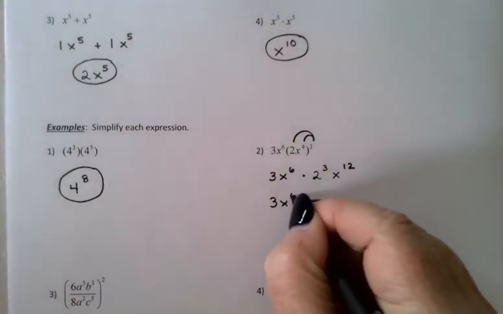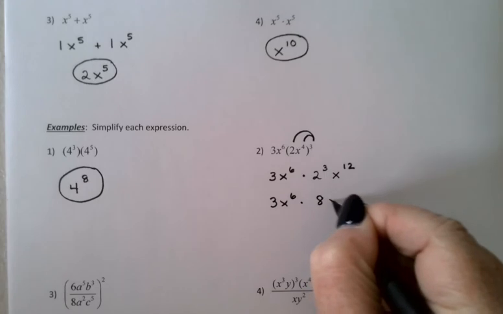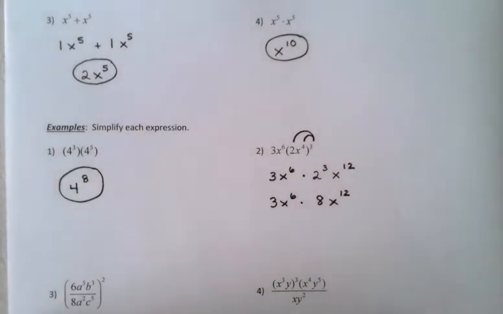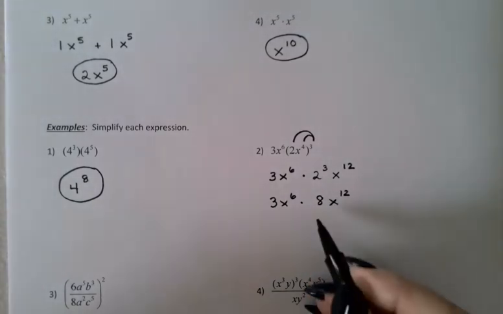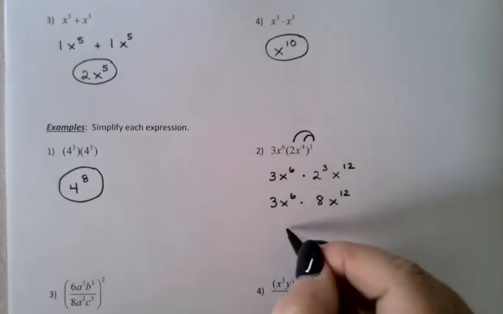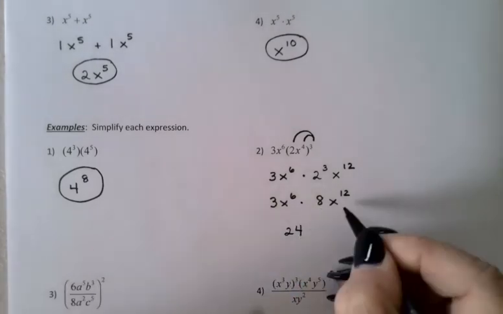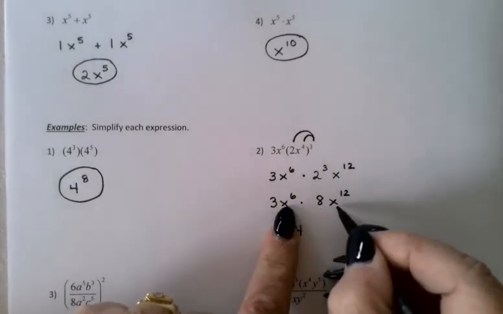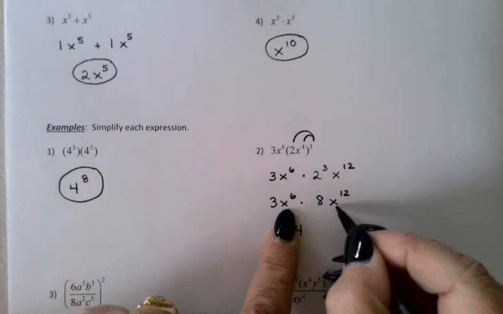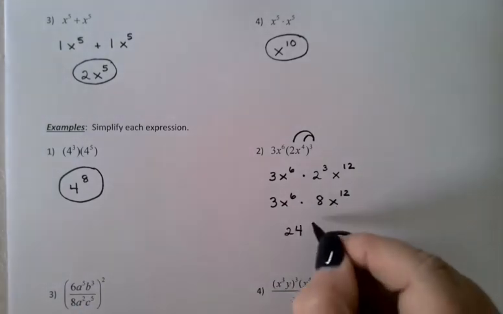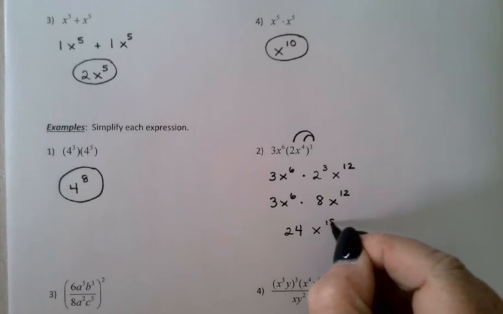That would be 3x to the 6th times 8x to the 12th. 2 cubed is just 8. And then 3 times 8 is 24. x to the 6th times x to the 12th. Multiplying, I add exponents. So x to the 18th.